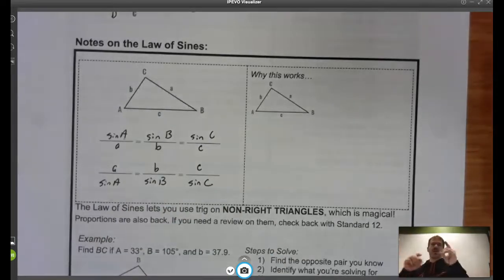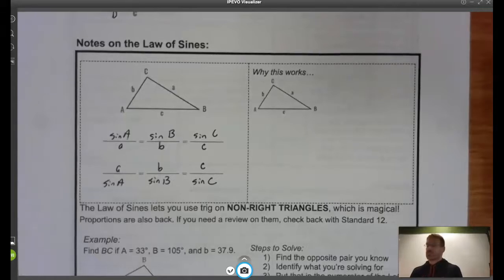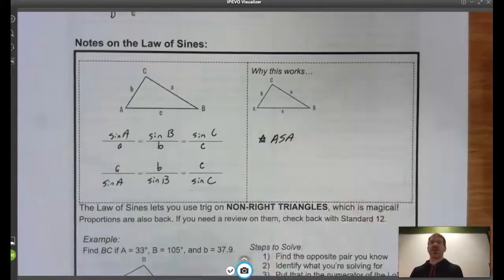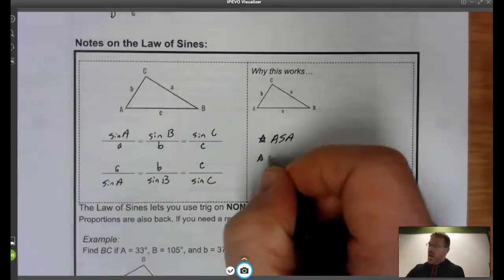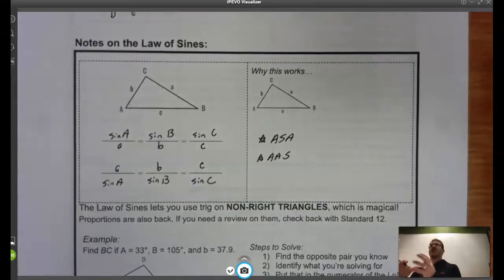Now, here's the other piece: I have to have one complete ratio in order to use the law of sines. That means I have to have one angle and the side opposite of it. So when you think about your information, we have to either have angle, side, angle information, or angle, angle, side information. I'm not saying this in the same sense as congruency; we're not trying to prove congruency, but it's about the type of information you have.